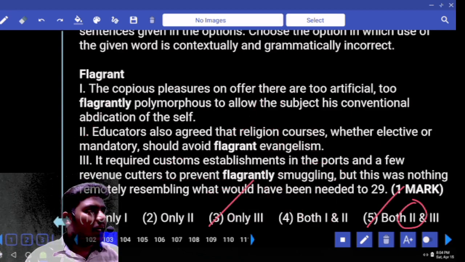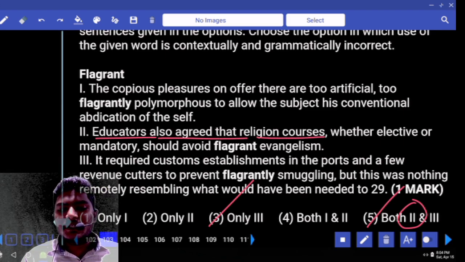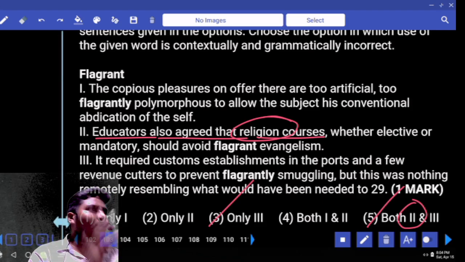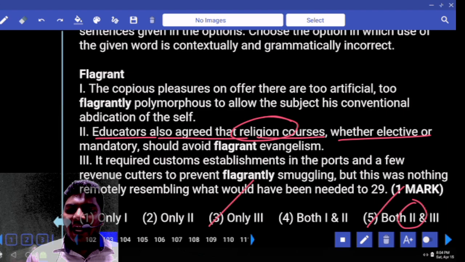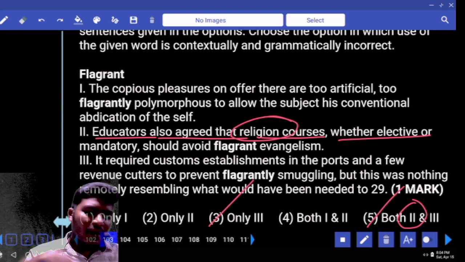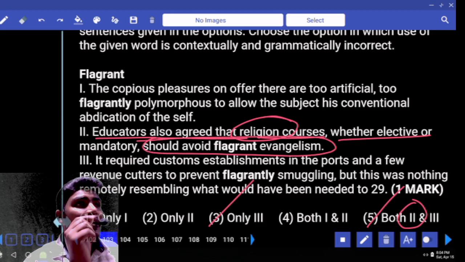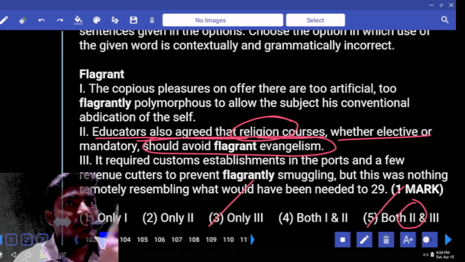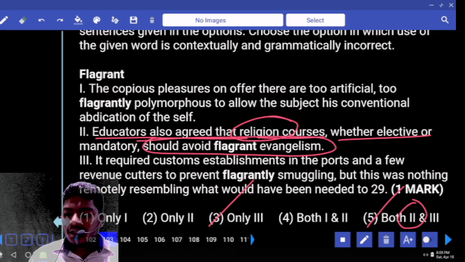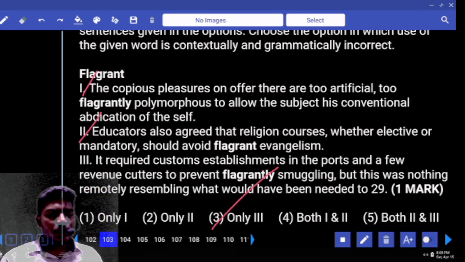Now if we check whether the second option is correct or not, we will get the answer. Educators also agreed that religion courses, just before I told you, evangelism is related to religion preaching. Whether elective or mandatory, whichever religion you take, you can preach, but you should avoid flagrant evangelism. What does it mean? Abusive evangelism should not be done, it should be avoided. The sentence is correct, right? That means if first one is fine, second one is fine, what must be your answer? Third one. Next move to 104.